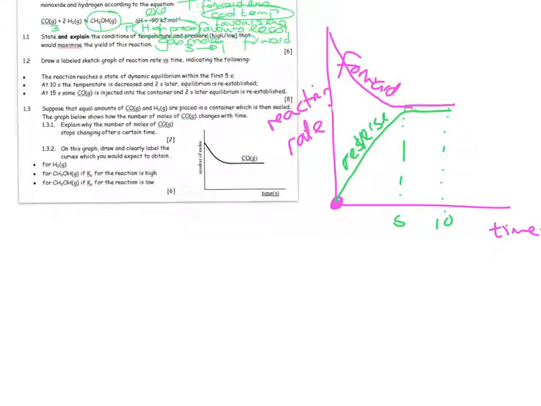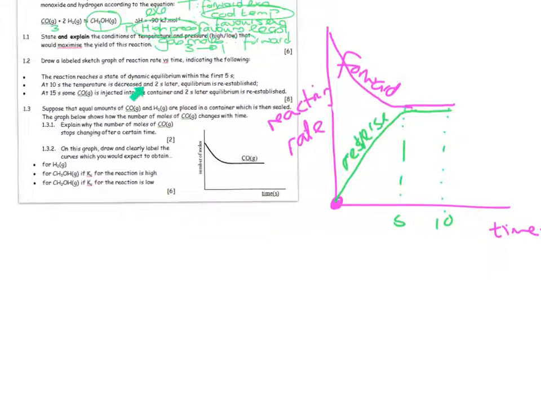The reaction rate reaches a state of dynamic equilibrium within the first 5 seconds. Dynamic equilibrium is defined as that point where the rate of the forward reaction is equal to the rate of the reverse reaction for a reversible reaction in a closed system. That comes up a little bit later. At 10 seconds, the temperature is decreased. That means the rate of both reactions will be decreased. And 2 seconds later, equilibrium gets reestablished. But let's first do this temperature decrease.